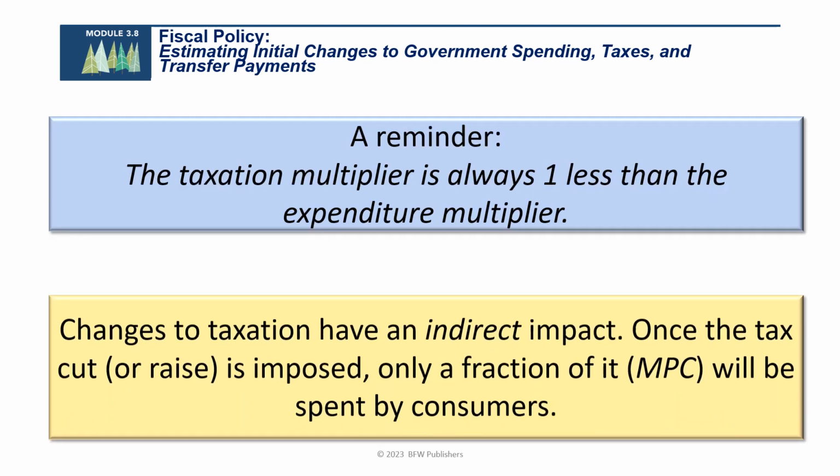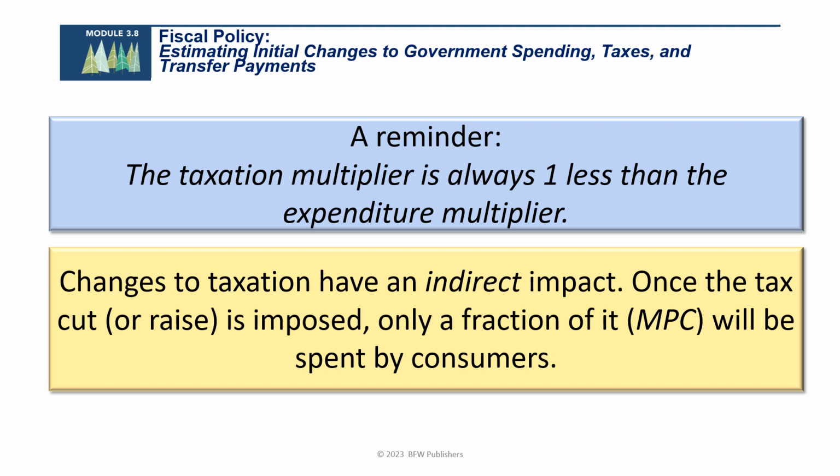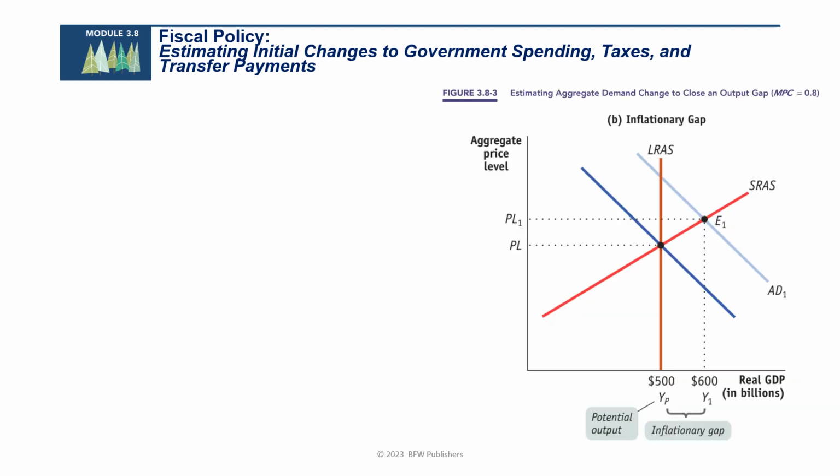The book likes to give you these reminders. So again, right? Tax multiplier is always 1 less than the expenditures or spending multiplier. And when we talk about changes in tax cuts or transfer payments, the idea of the indirect approach or the indirect impact, all right, because only a fraction of that money makes its way into the economy because some of it is saved.